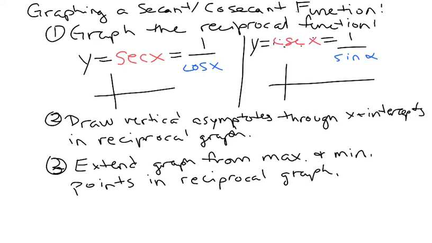Alright, so I wanted to begin by talking about the relationship between the secant and cosecant graphs with their reciprocal functions. And I've laid out the overall steps here that you can use to graph a secant or a cosecant function. So step 1 that I put here would be to graph the reciprocal function, which, like I said, we did for this particular example in part 1 of the video.